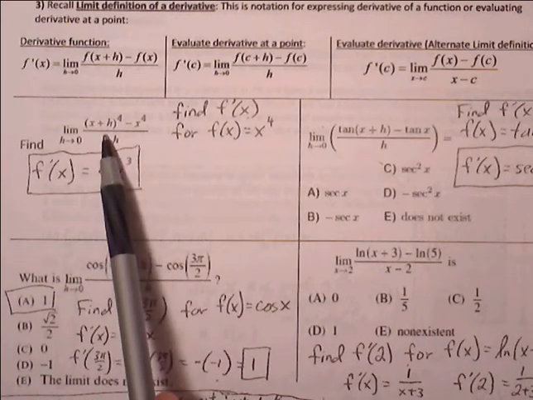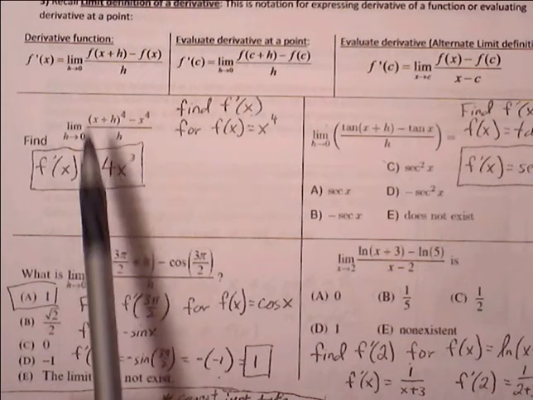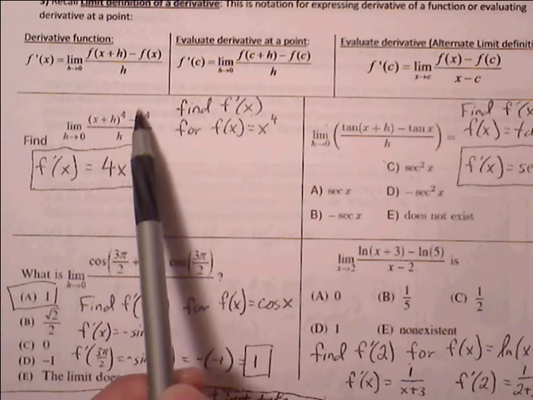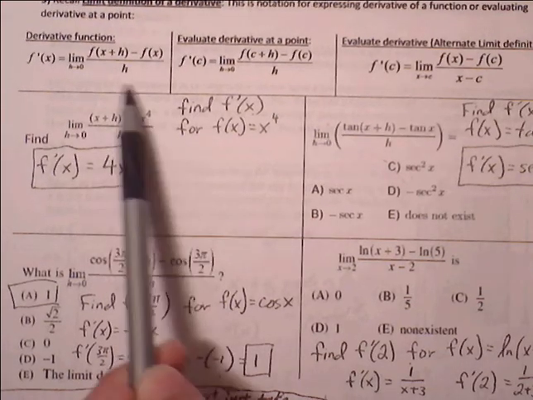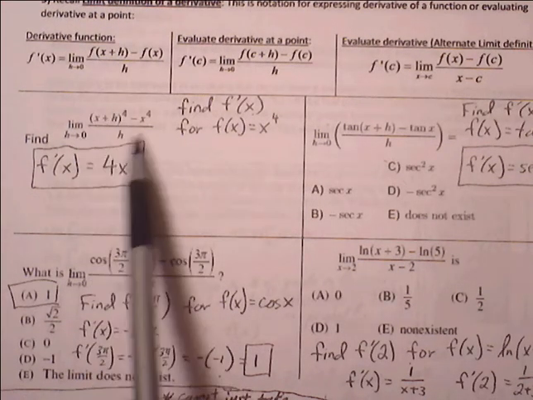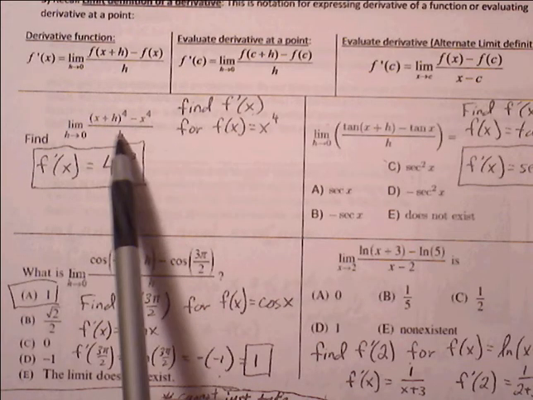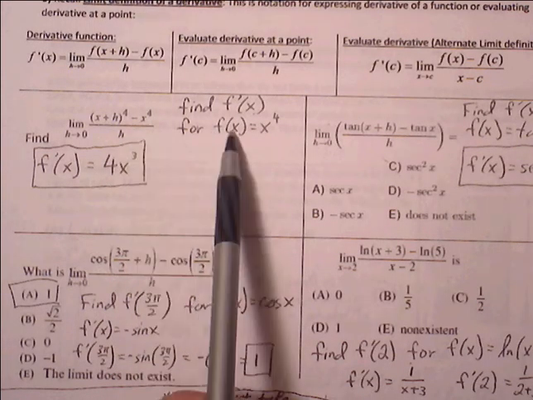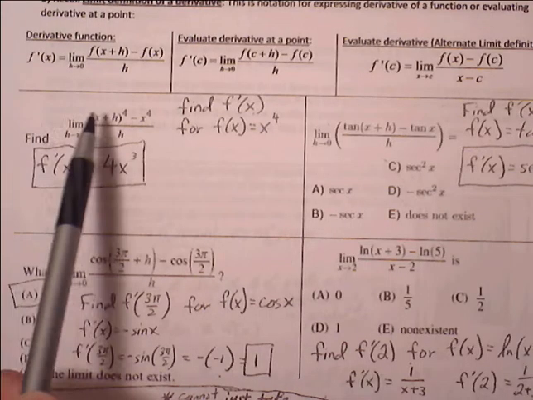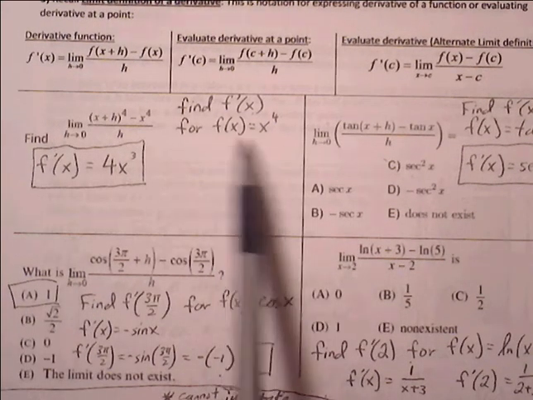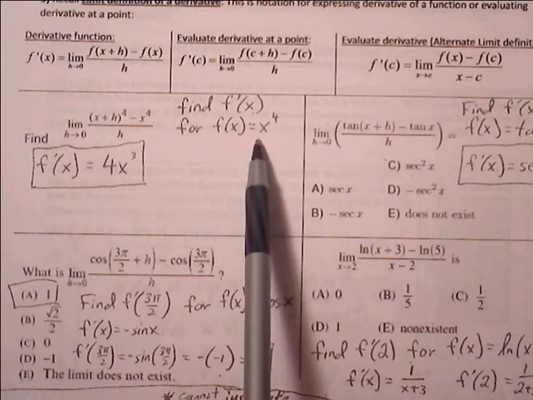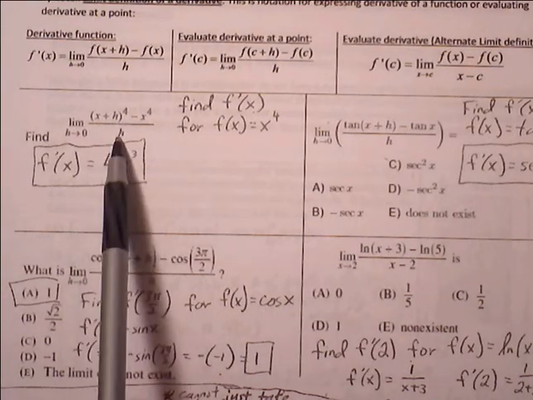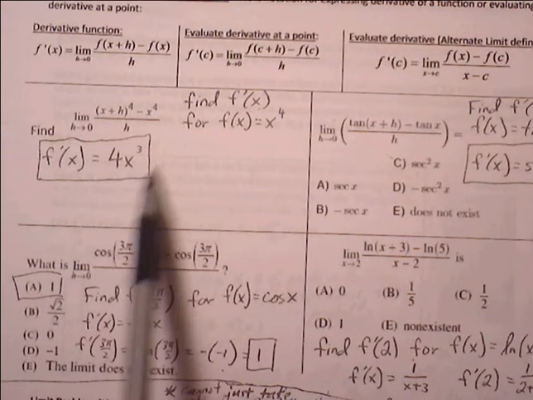If we match this up, we see that it lines up nicely with the derivative function. The x plus h represents the f of x plus h, and f of x is represented by x to the fourth. So this is essentially saying this represents the derivative of a particular function. This is representing f prime of x. If f of x is x to the fourth, how do we find the derivative of x to the fourth? Well, we can just use the power rule. So x to the fourth becomes 4x cubed.